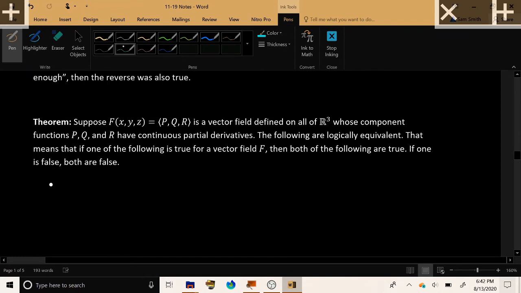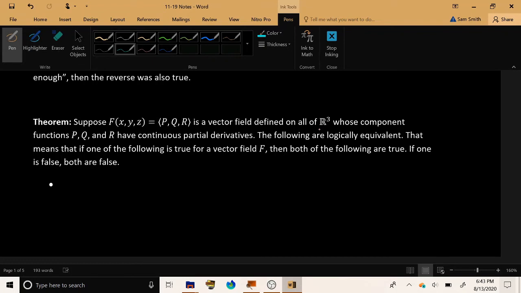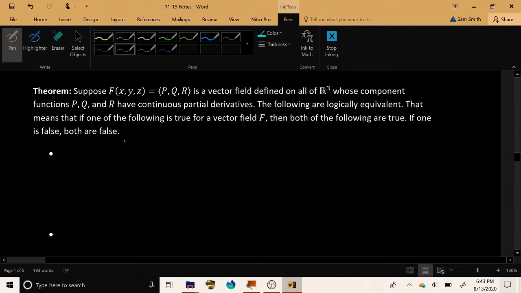Okay, so we have our vector field f of x, y, z, and there is some fine print here. First, its domain has to be all of R3. Second, the component functions have to have continuous partial derivatives. If that vector field satisfies that fine print, then the following statements are logically equivalent. And remember, that means that if one of these is true, then both of them are true at the same time. And if one of them is false, then automatically they are both false.